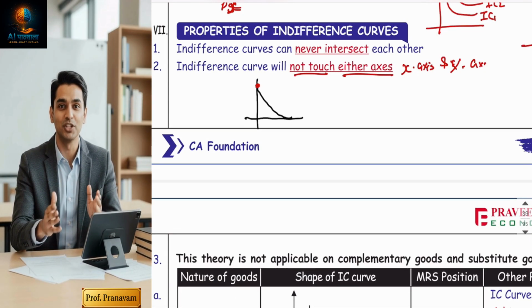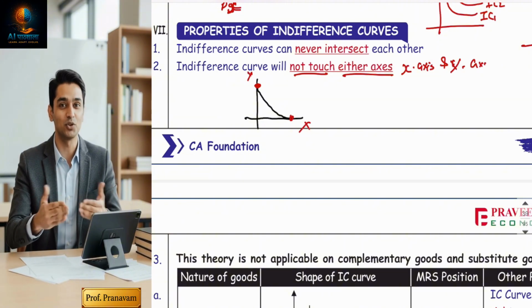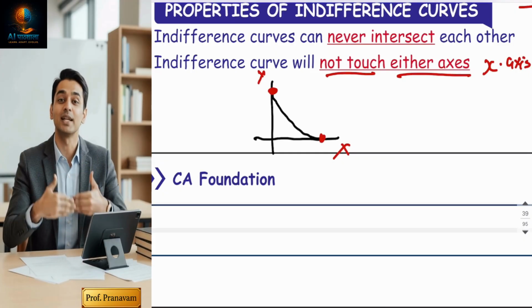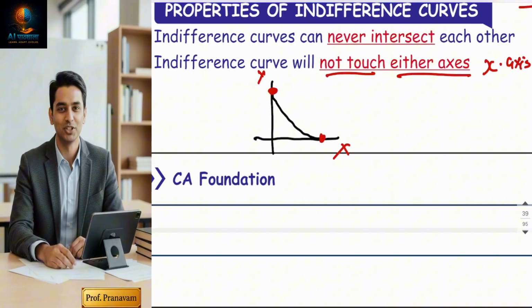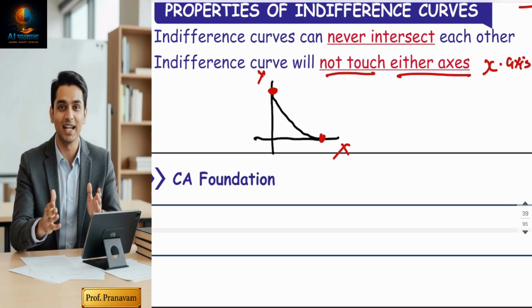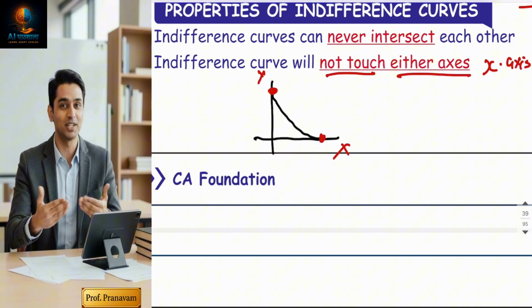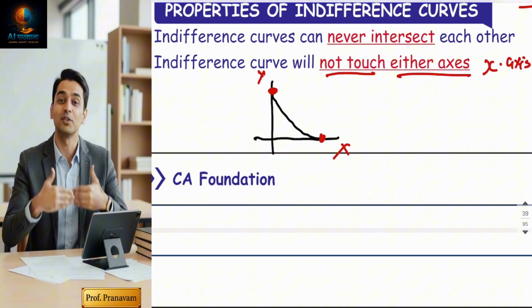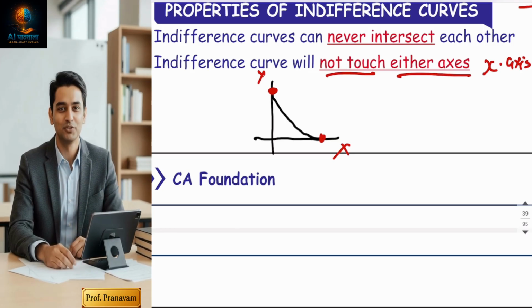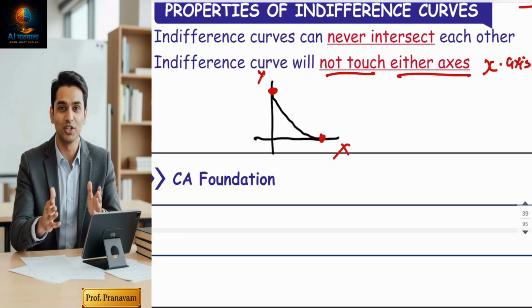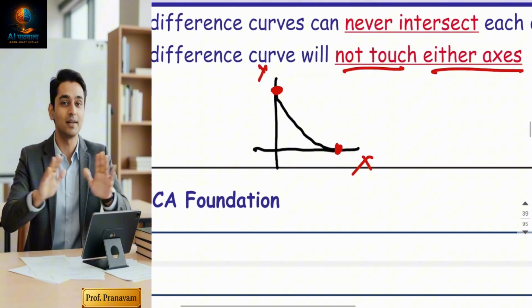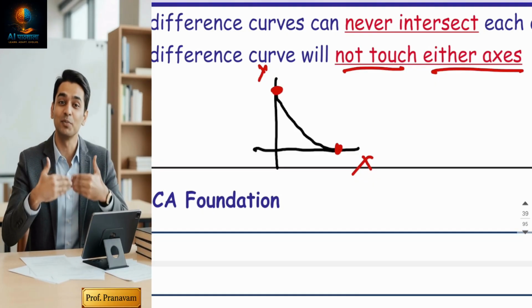Means my indifference curve is touching the y-axis and the x-axis also. No, an indifference curve will not be possible in this way. Why? If an indifference curve touches the x-axis and y-axis, it becomes a single commodity theory, which is not the principle of the indifference curve. If you want to learn single commodity theory, then marginal utility is the best theory to understand. Then why would we refer to the indifference curve? Then the fundamentals of the indifference curve will collapse.